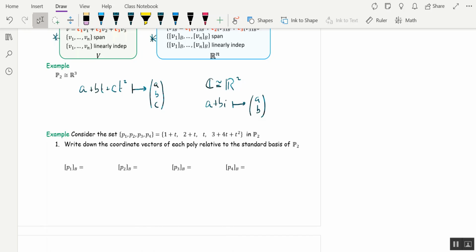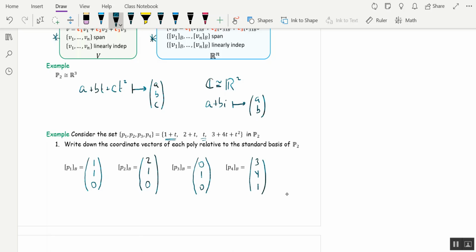Okay, let's look at another one having to do with polynomials. I've got a set here of 4 polynomials in P2. I'm going to write down their coordinate vectors. So for the first coordinate vector, I just want the coefficients of 1, t, and t squared in that polynomial. So that's 1, 1, and then 0 because there are no t squareds. Okay, for the second guy, I want 2, 1, 0. Third guy, I want the coefficients of 1, t, and t squared in that polynomial, that's 0, 1, 0. And then the fourth guy is 3, 4, 1. All right, and we're going to answer some questions about these polynomials by looking at their coordinate vectors in R^3.